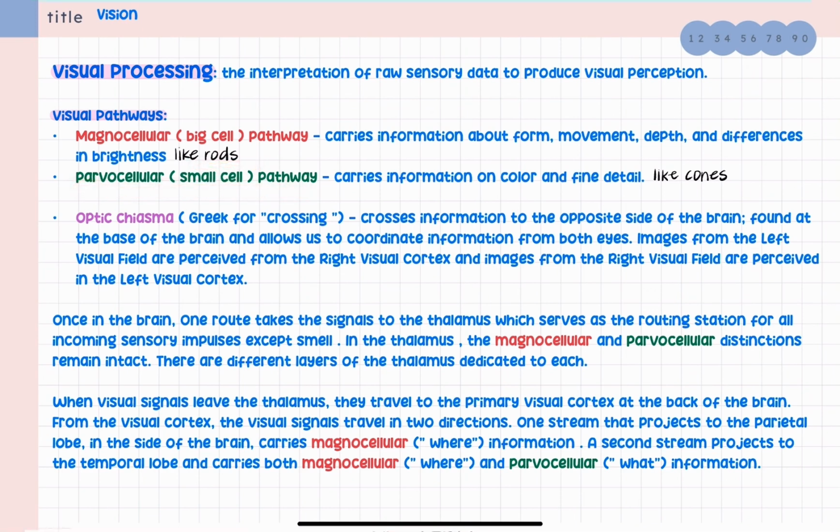Parvocellular, the small cell pathway. The parvocellular pathway carries info on color and fine detail, just like cones. Cones also have to do with color and fine detail.